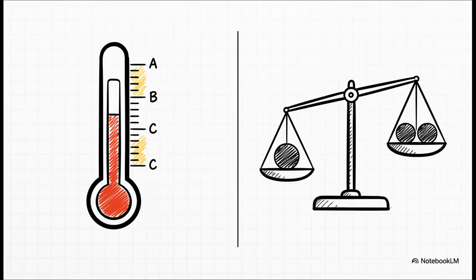And we can get even more specific here. Even our number-based ingredients have different, let's call them flavors. With an interval scale, like temperature, the difference between 10 and 20 degrees is the exact same as the difference between 20 and 30. The intervals are consistent. But then you have a ratio scale, like weight. Here, the ratios themselves are meaningful. 20 kilograms isn't just 10 more than 10, it's literally twice as heavy. That's a really key distinction.